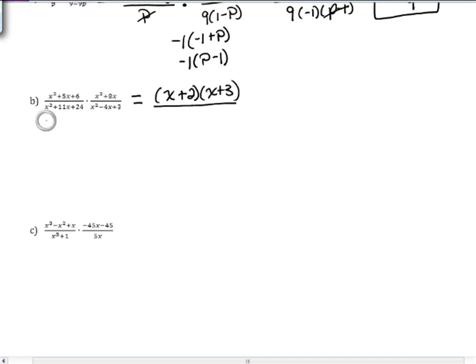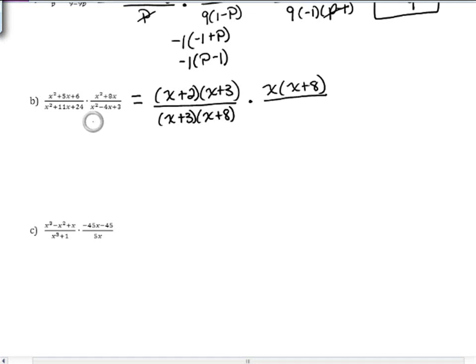Our denominator here is x squared plus 11x plus 24, so we need to factor this 24 so that the sum will give us 11. And we're going to factor that as x plus 3 times x plus 8. 3 times 8 is 24, and 3 plus 8 is 11, which is what we need. For x squared plus 8x, we can factor an x out, so we'll have x times the quantity x plus 8.